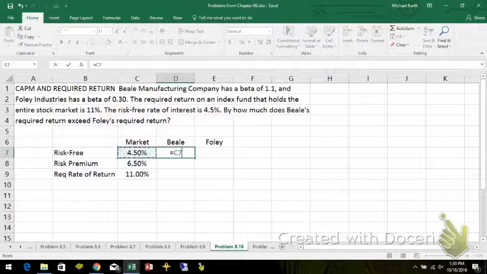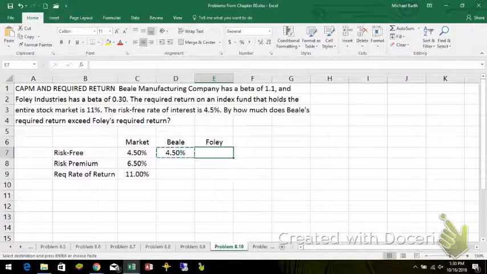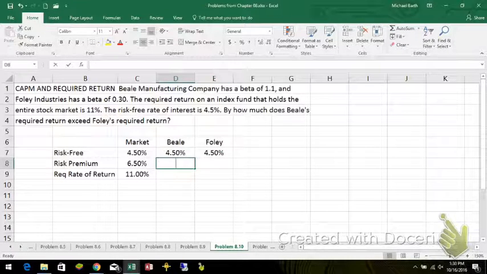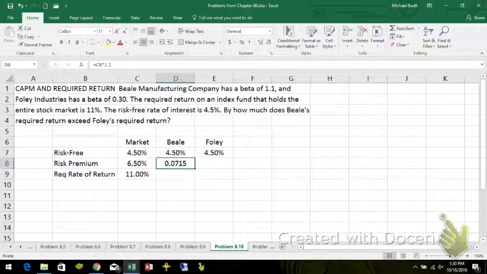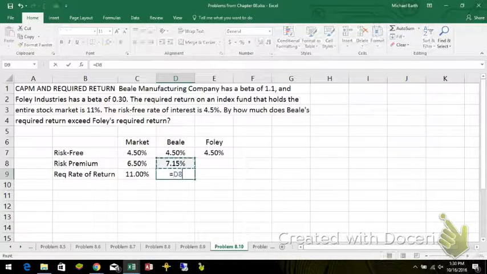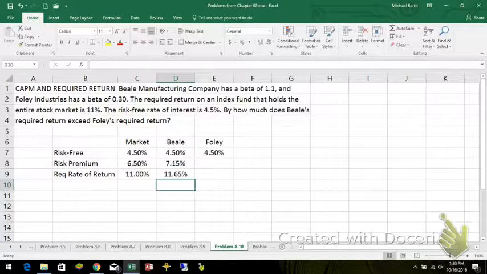If I continue the computations here, Beal and Foley both have the same risk-free portion of their total return at 4.5. The risk premium for Beal is 1.1 times, that's the beta. Its beta of 1.1 means its risk premium is 1.1 times the size of the average. And so if I add these two numbers together, Beal has a total expected or required rate of return of 11.65.